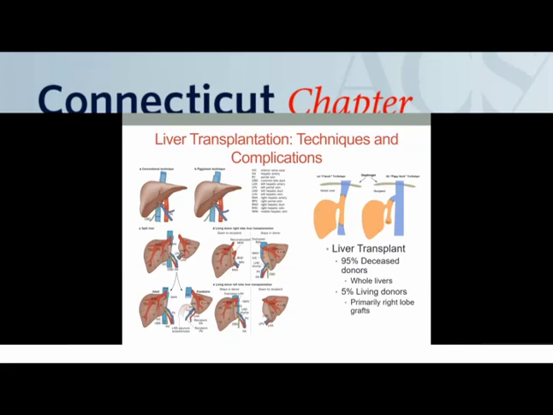About 5% are living donors. So we can think about the technical issues in liver transplantation basically as follows: outflow, inflow, and the bile duct, right? That's basically the three major categories. So what is the outflow?